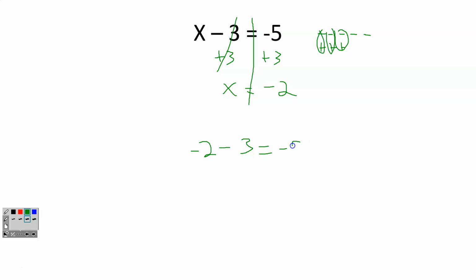equals a negative 5. So I'm going to use my superpower, my consequence. 2 negatives plus 3 negatives does give me an answer of 5 negatives. So my answer is correct.